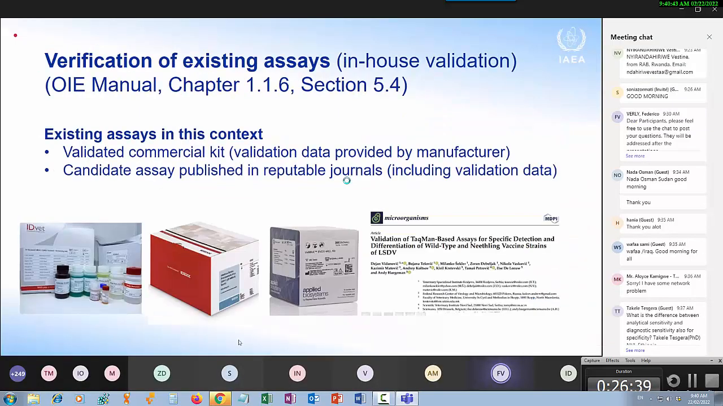When we talk about verification of an existing assay, or when the laboratory wants to introduce into their testing program an already validated assay, it will require a so-called in-house validation. The existing assay in this context should be the validated commercial kits, like the ELISA kits, with validation data provided by the manufacturer, or mostly in the case of nucleic acid detection assays or PCRs, the candidate assay is published in a reputable peer-reviewed journal with inclusion of all required validation data that we need.